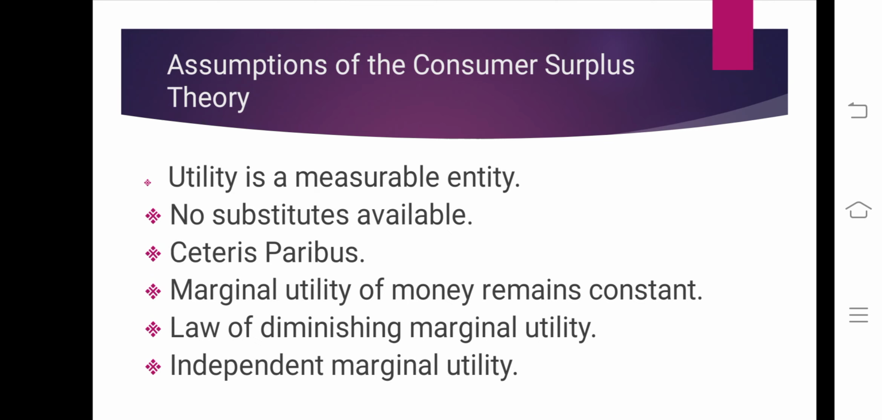The fifth point is the law of diminishing marginal utility. This point states that the more of a product or a service is consumed, the lower the marginal utility derived from consuming each extra unit. The last point is independent marginal utility. The marginal utility derived from the product being consumed is not affected by the marginal utility derived from consuming similar goods or services. For example, if you consume orange juice, the utility derived from it is not affected by the utility derived from apple juice or grape juice.